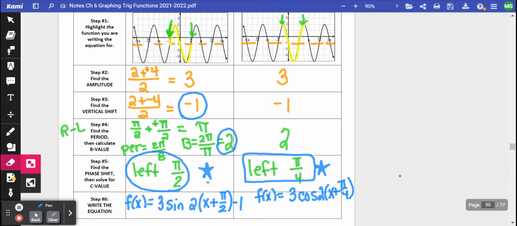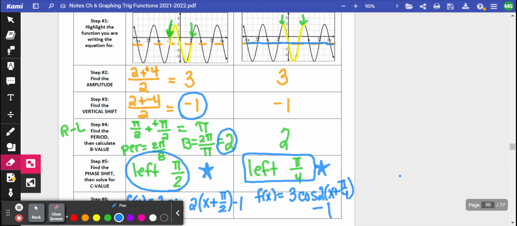And then, of course, the amplitude is the same because our midline is the same. So we have to move down 1 unit, our vertical shift. So those are two equations that represent this function. And of course, there were actually lots of different equations we could have written depending upon where we started our curve and ended our curve.